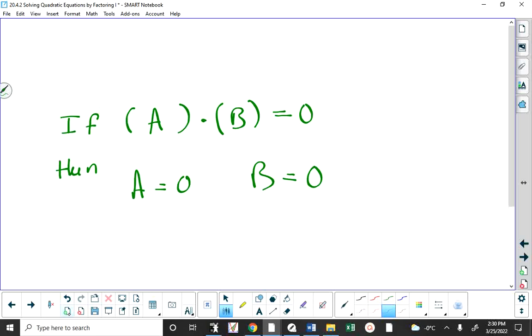If a times b gives you 0, if a is 0, it doesn't matter what b is. Like, think about that for a second. If a times b has to give you 0, if a is 0, then a times b will give you 0. Because if a is 0, that 0 times anything else is still going to give you 0.